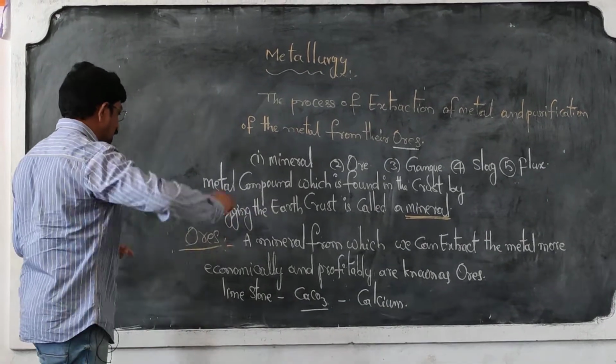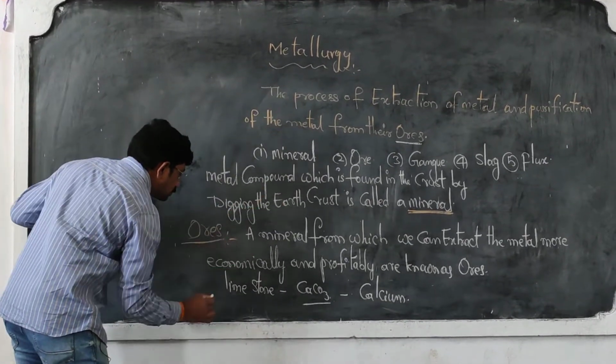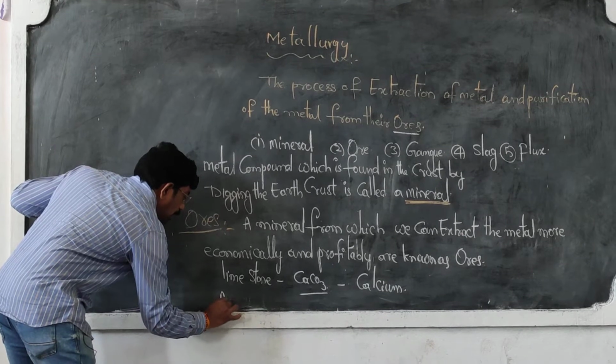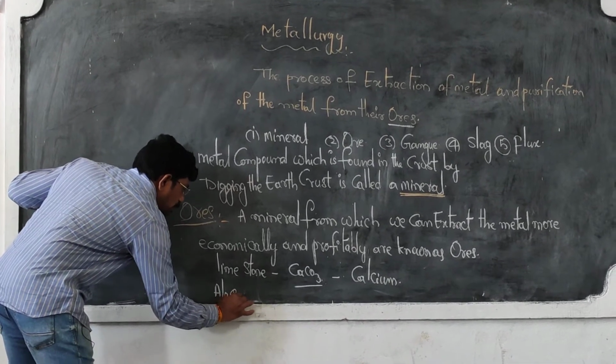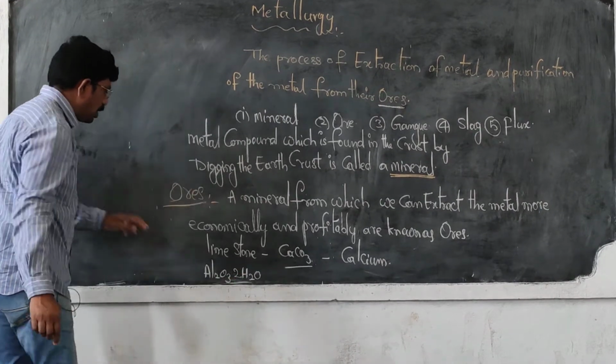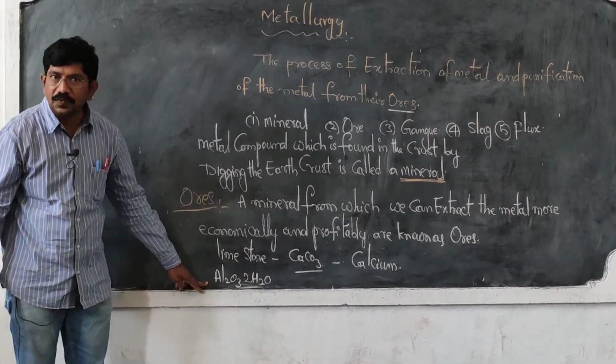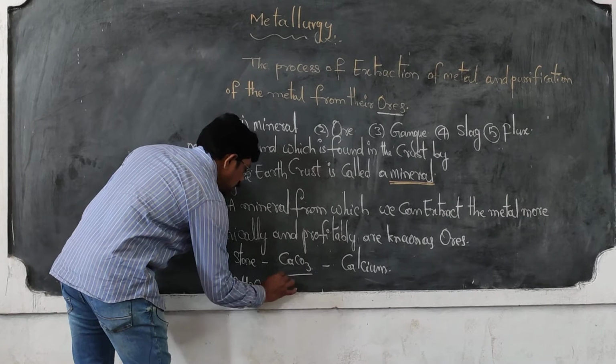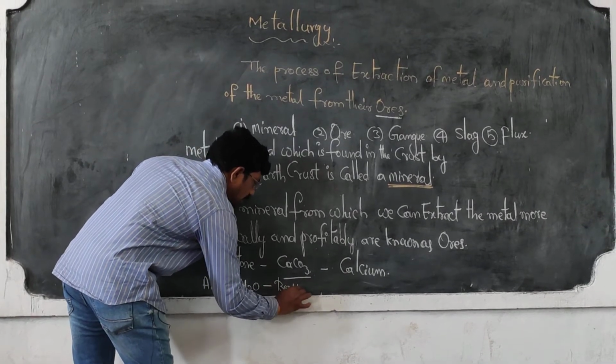Next, take the case of Al2O3·2H2O. This is the ore of aluminium. This is known as bauxite.